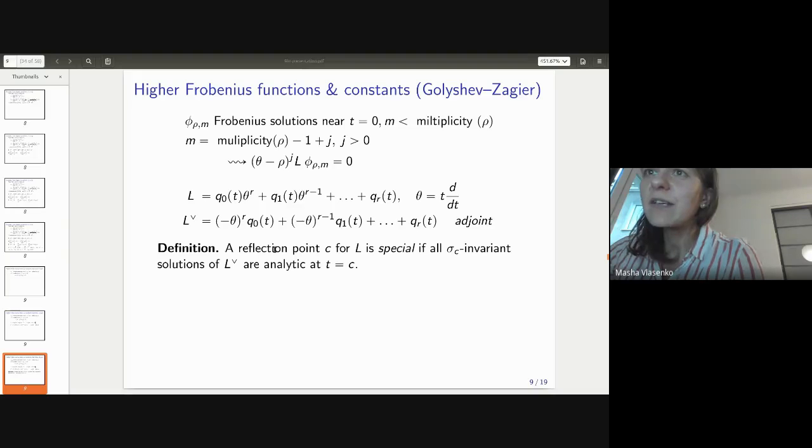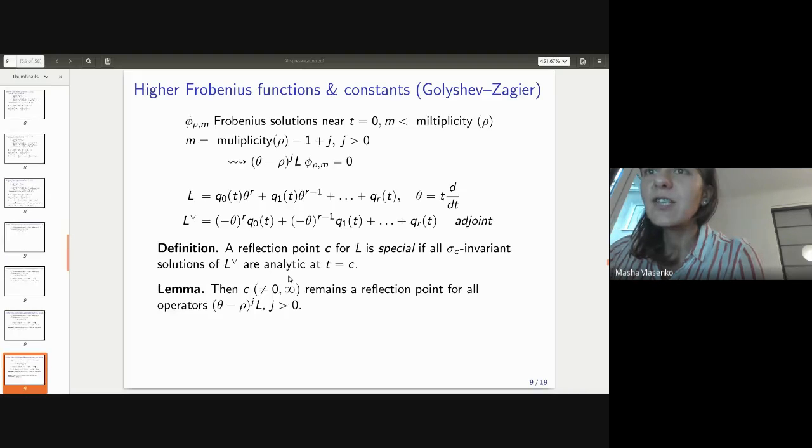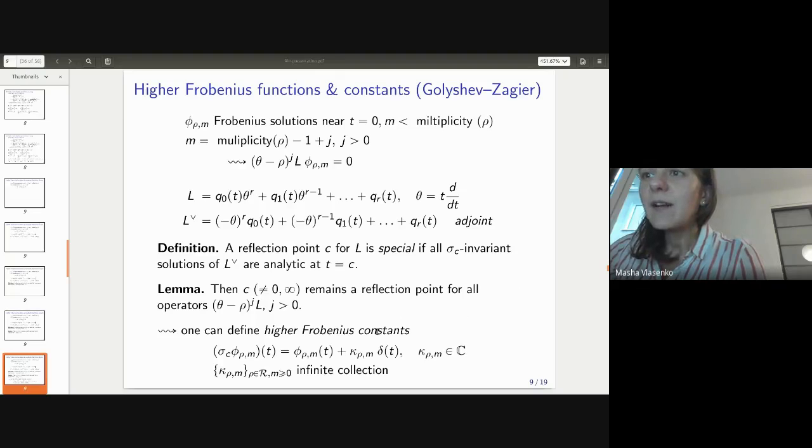Every reflection point can be made into a special reflection point when we multiply L on the left by a power of t minus c. So this is not a serious condition. This is something about rescaling. It's not really serious. But what it makes to us, it makes some magic. It makes it so that C remains a reflection point of all these operators theta minus rho to the j, L. So we can continue our game of computing Frobenius constants, and we can define higher Frobenius constants.